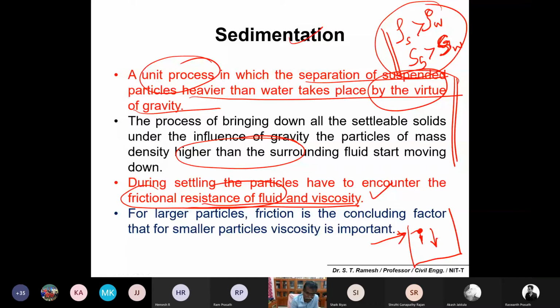Please make a note: during settling, the particle has to encounter the frictional resistance of the fluid as well as viscosity. You can also highlight what happens to settling behavior if viscosity is more or less. For a larger particle, friction is the deciding factor. For a smaller particle, viscosity is important. This last point is very important. If the particles are bigger in size, you have to be cautious with friction; for smaller particles, viscosity is important. These are the different factors which influence sedimentation.